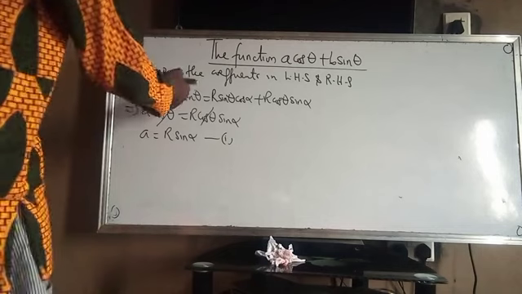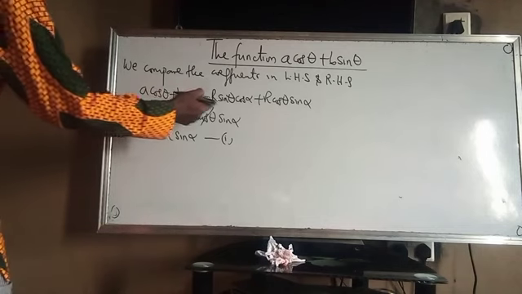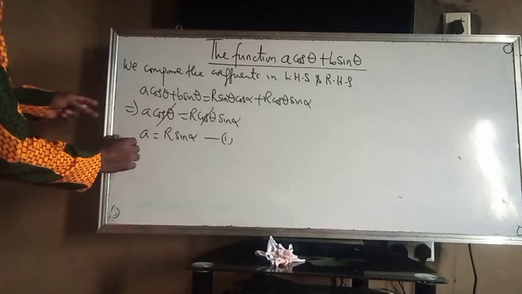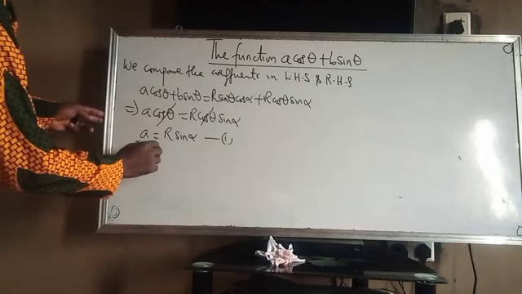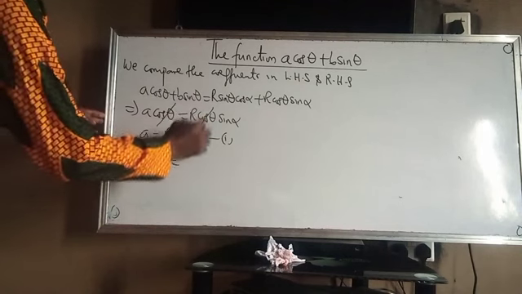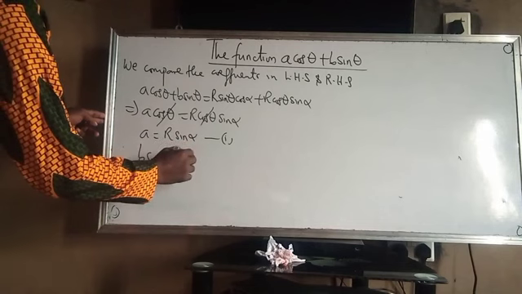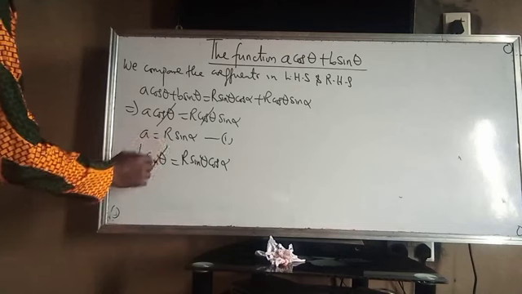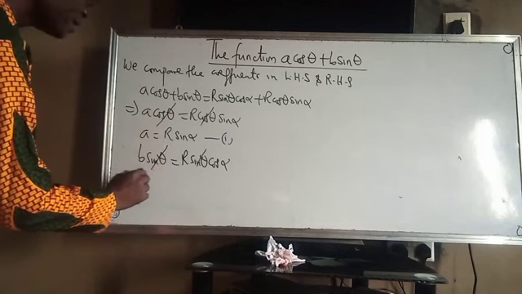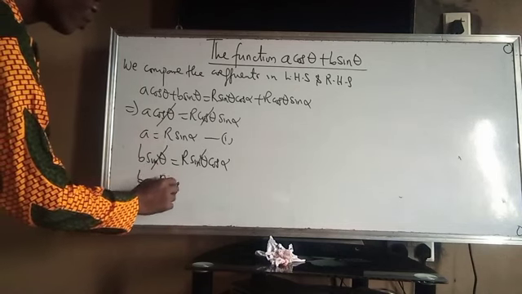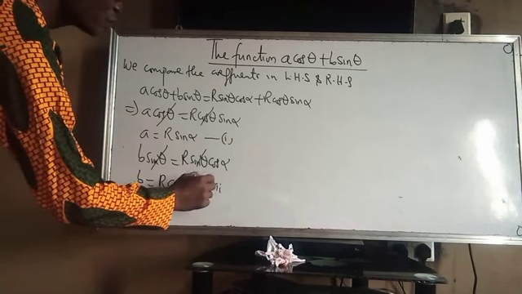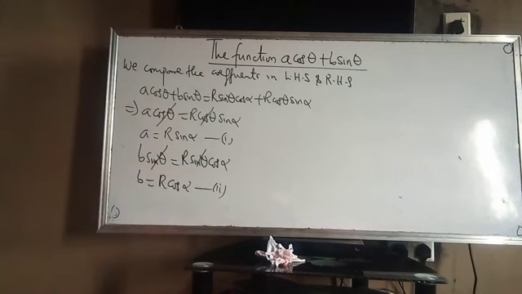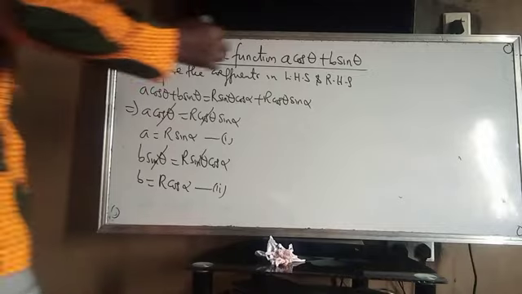Now, doing the same thing for b sine theta. Where do we see sine theta? Sine theta is over here. So b sine theta equals r sine theta cos alpha. Cancelling out sine theta, you have b equals r cos alpha. Let's call this equation 2.